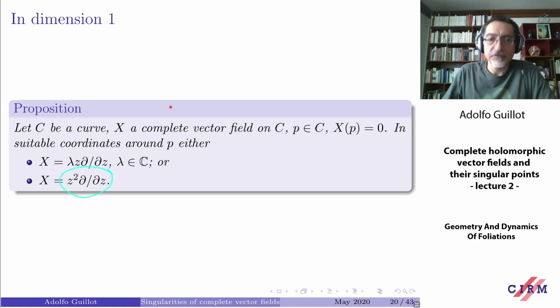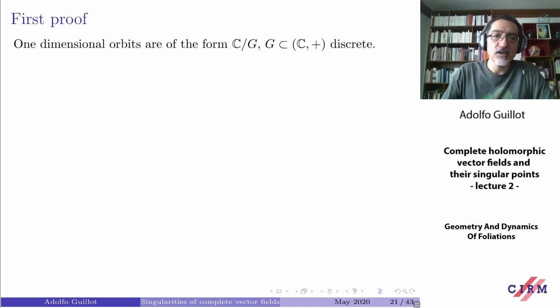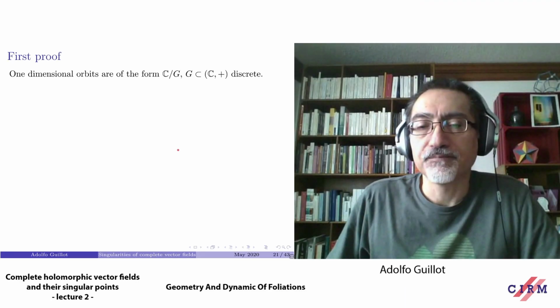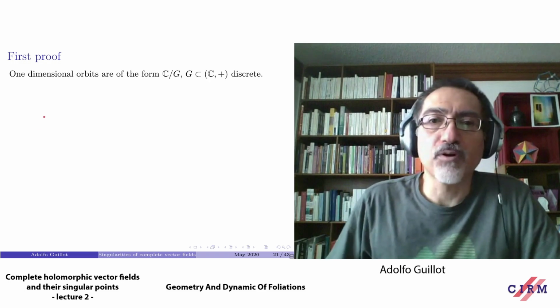So we have a global hypothesis, so completeness is something global, and we have a local consequence. Okay, so I will give you the proof of this fact. I will give you two proofs of this fact. So the first one will be really from a global point of view.